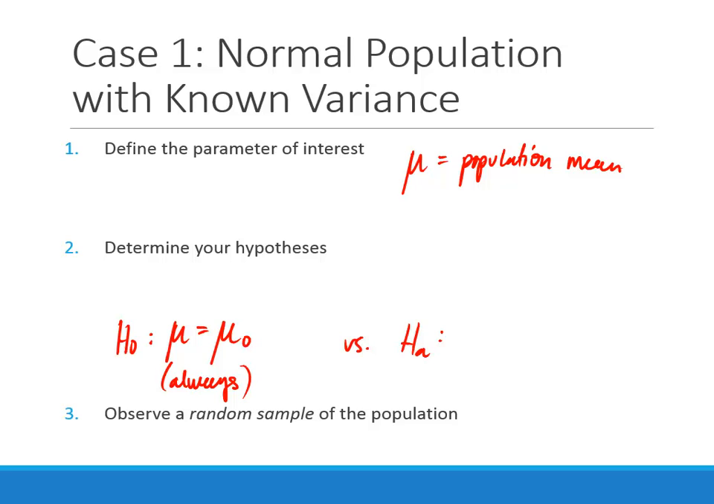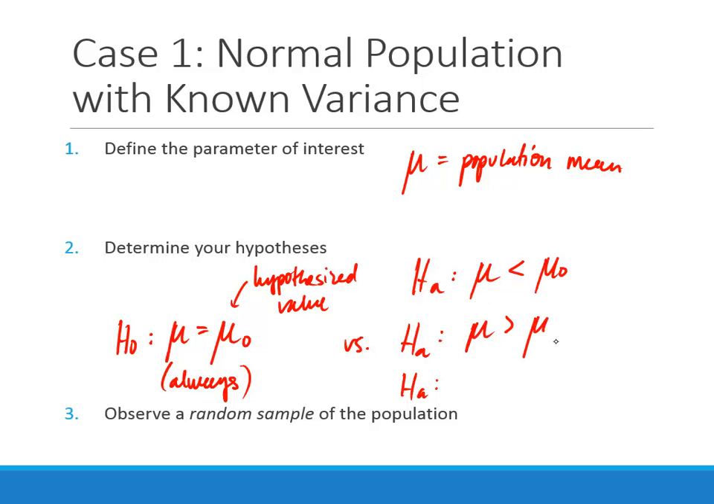Your null hypothesis is always that the population mean is equal to some hypothesized value. And then your alternative hypothesis will be one of three choices, and this will depend on the problem. So it'll either be that the population mean is less than that value, the population mean is greater than that value, or simply that it's not equal to that value.